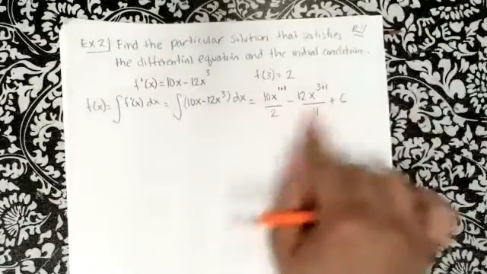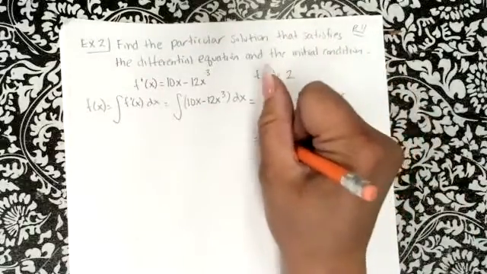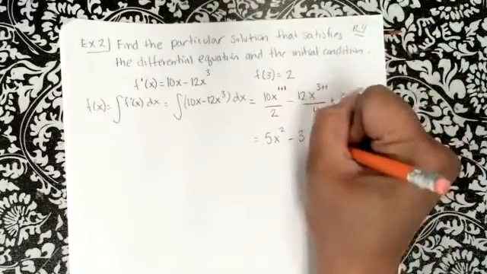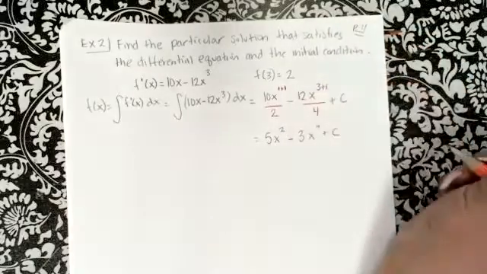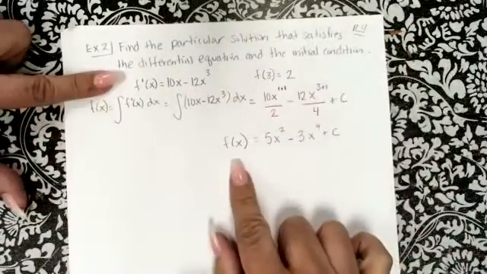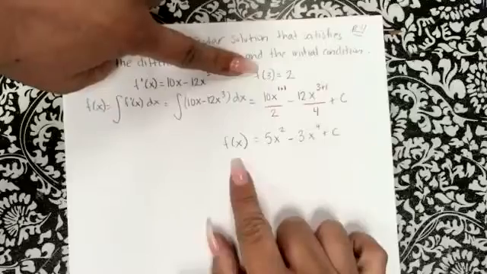So I'm going to go in and simplify this. So 10 divided by 2, that's going to be a 5x squared. 12 divided by 4 is going to be a 3x to the fourth plus c. Now, this is going to be your function. So I just took the antiderivative. Now I'm going to plug in what I know to find out what the c value is.